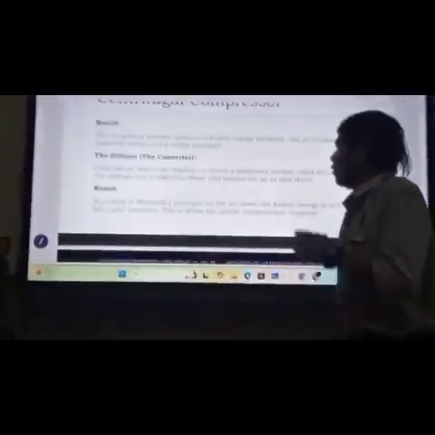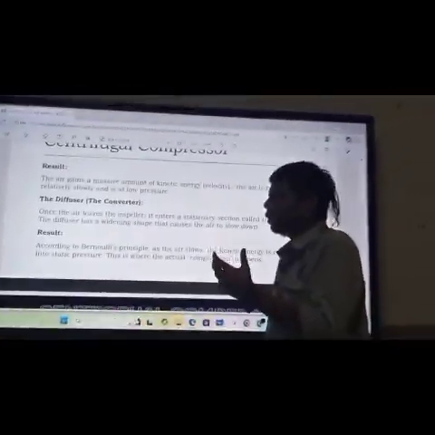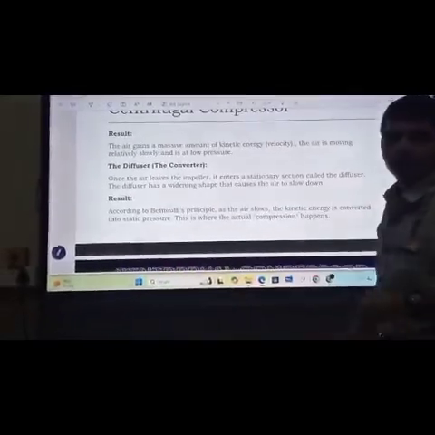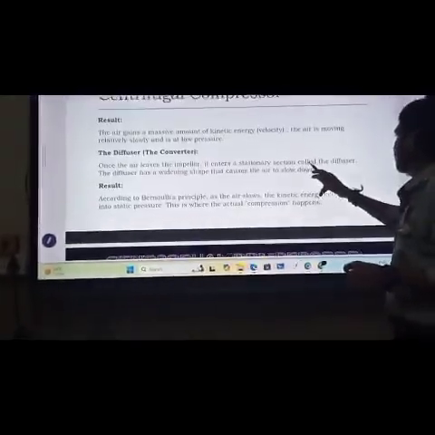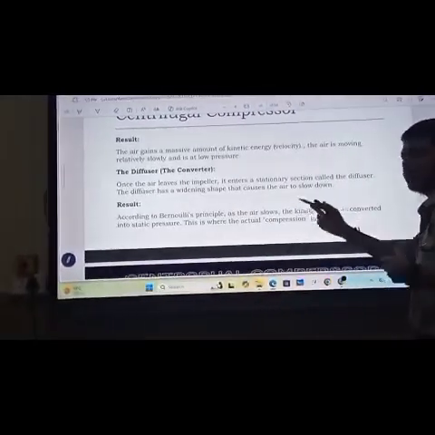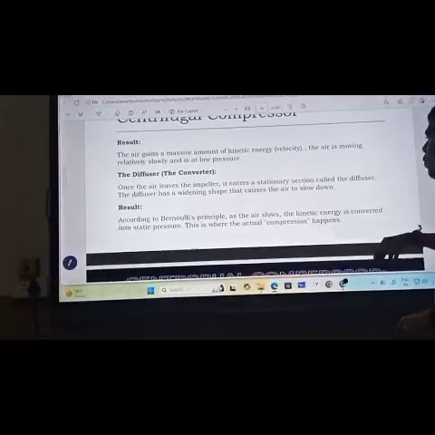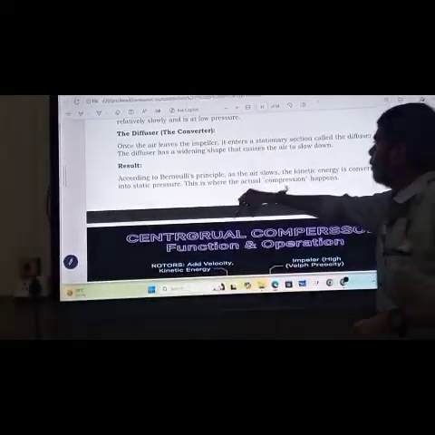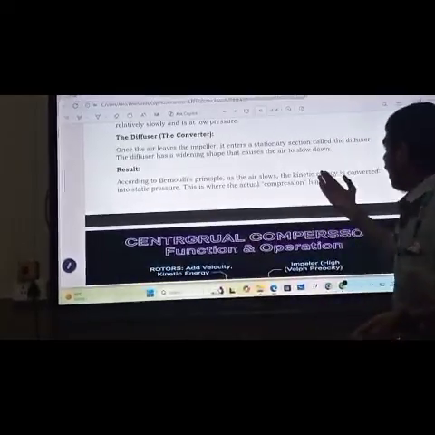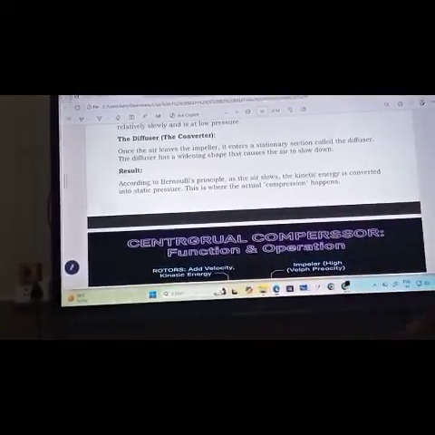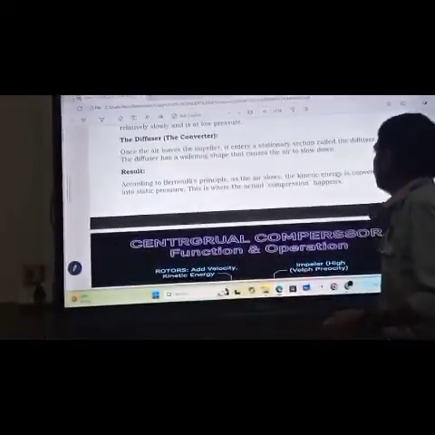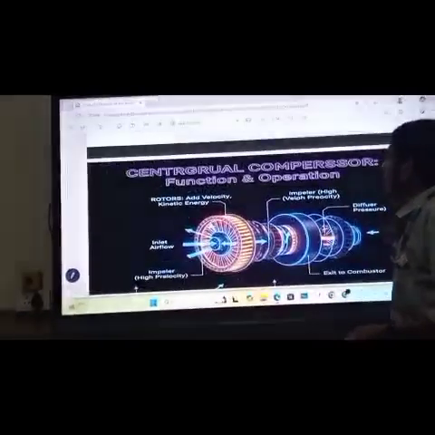Then next is the diffuser. Once the air leaves the impeller, it enters the stationary section, the diffuser. The diffuser has a widening shape that causes the air to slow down. This is the diffuser result: Bernoulli's principle states that as the air slows, the kinetic energy is converted into static pressure. This is where the actual compression happens.